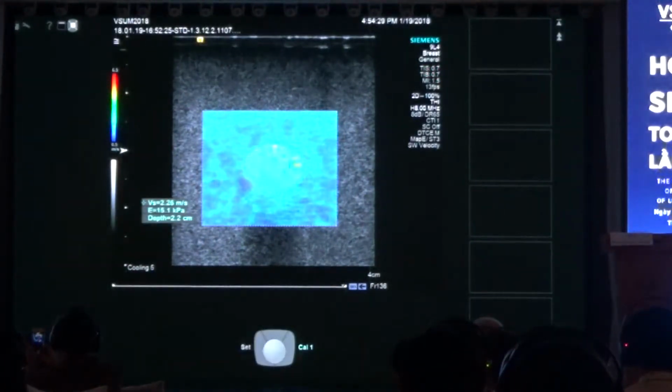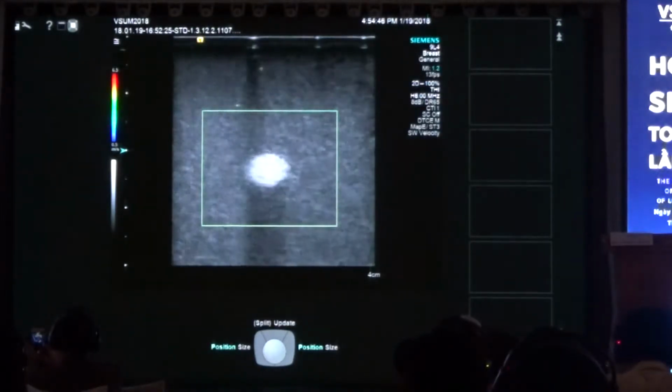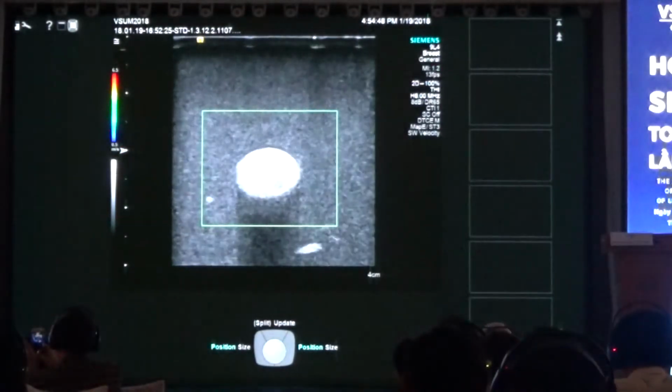So now you can see instead of having a high value of 5 meters per second, it's about 3.5. So I've changed the lesion from a benign lesion to a cancer by just putting pressure. So it's very important that you always apply very little pressure. And that goes for all of the organs that we've talked about.